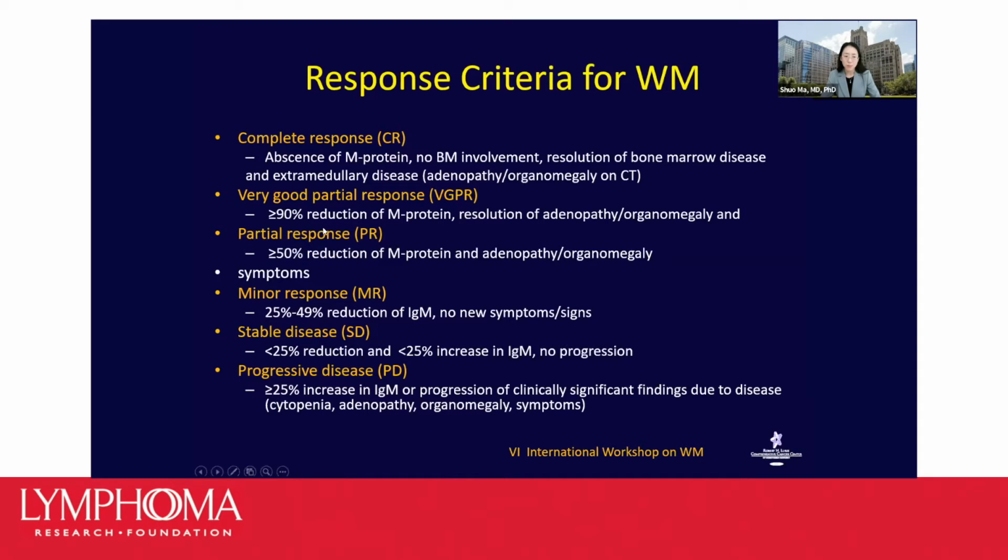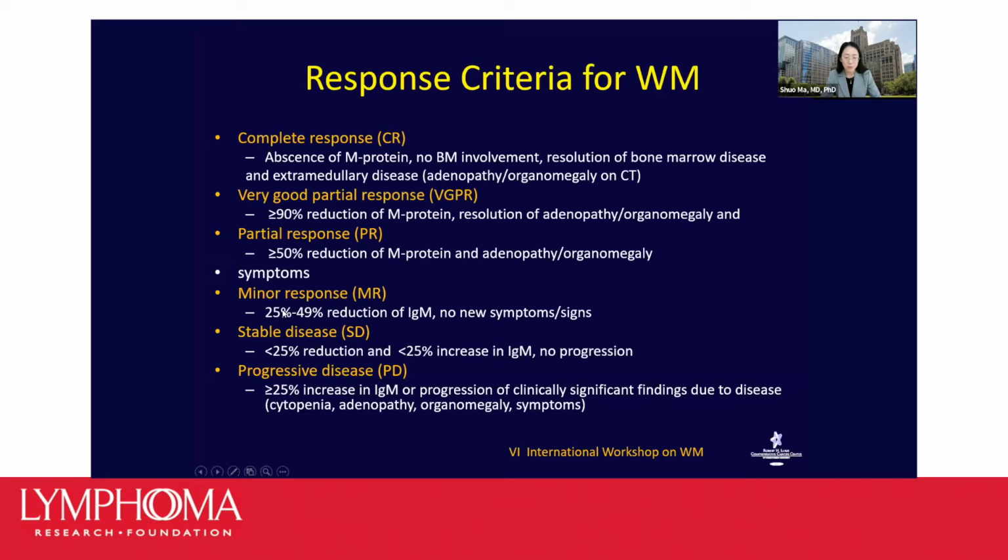Partial response refers to a reduction of the IgM protein from baseline by at least 50%, and also reduction of the enlarged lymph nodes or enlarged spleen. If that's achieved, it's called partial response. But if a patient has a very good reduction, greater than 90% reduction of the baseline IgM protein, that's called a very good partial response. I think in Waldenström, this is a very high standard to achieve, and very good partial response is a very deep response.